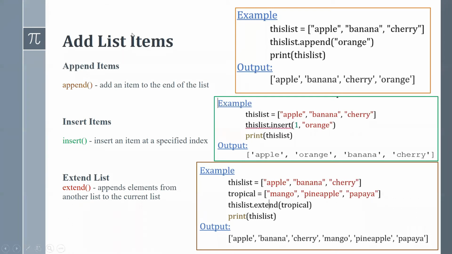So these are the 3 ways of actually adding an element. Okay, so you can use append. It simply adds an item to the end of the list. You could use insert, which inserts at a given index. Extend is used to add elements from another list to the current list.